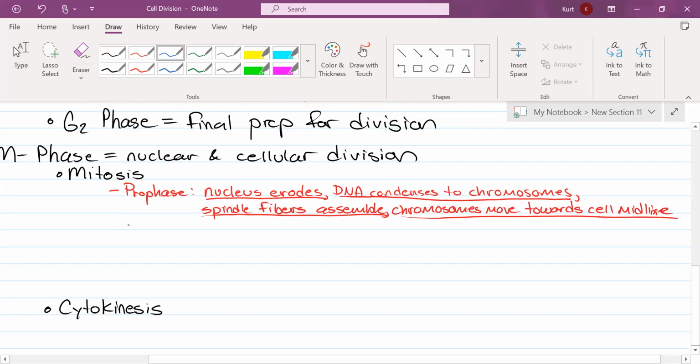Metaphase, that's right. Meta means middle. So what's going on in the middle of the cell? What's they? You're right, centrioles are pushing something in the middle. What are they pushing towards the middle? Your chromosomes.